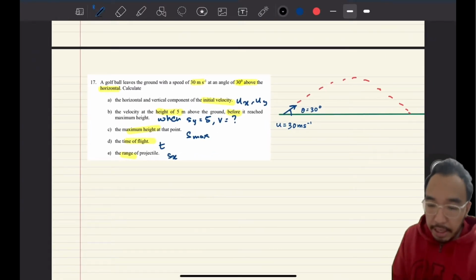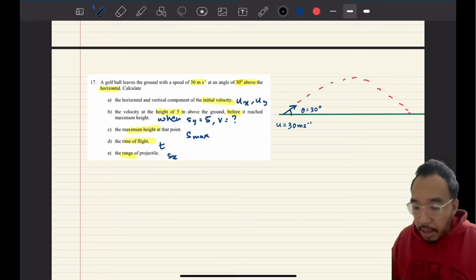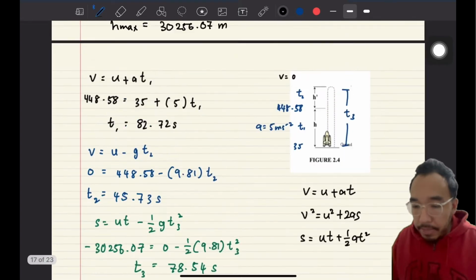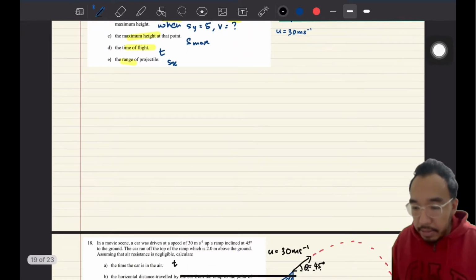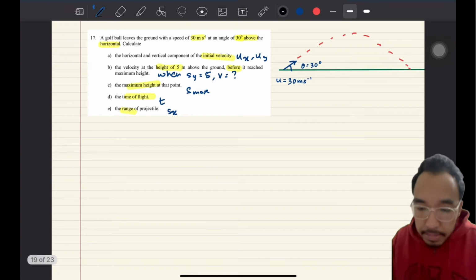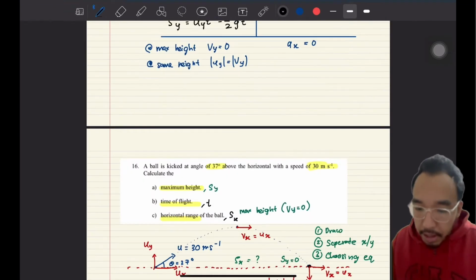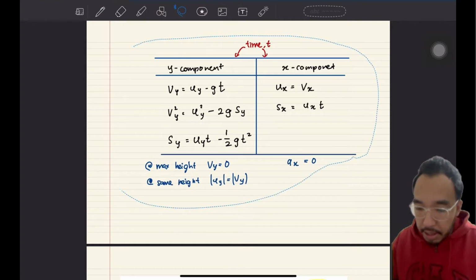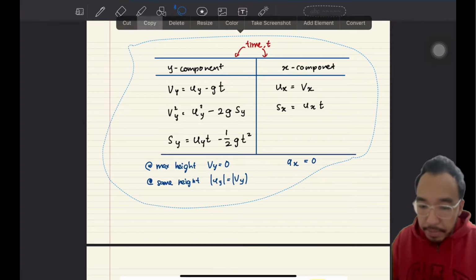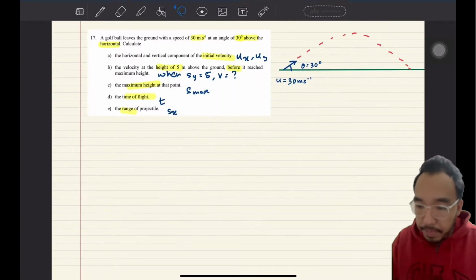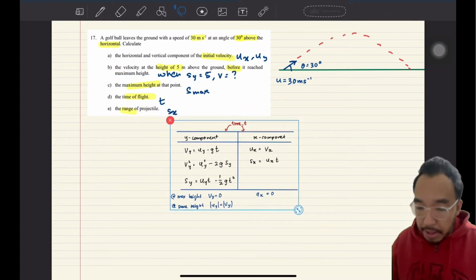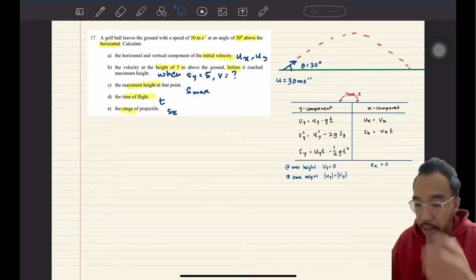Okay, so for question A, I have to write down the formula first. Wait, I'm going to copy it from somewhere here. Not sure if I can copy this, but I'll try. Okay, so this is the property of projectile motion, which we can use in all the projectile motion questions.